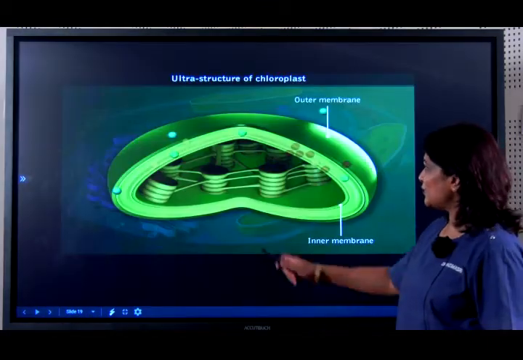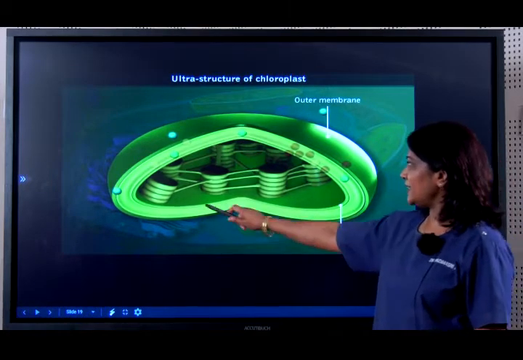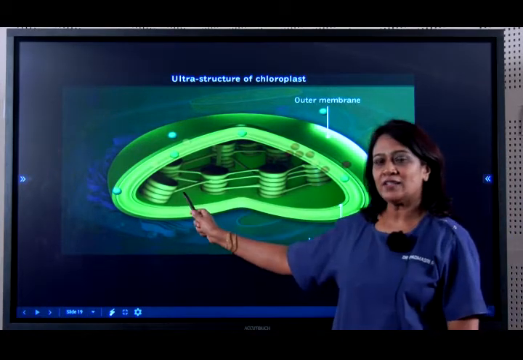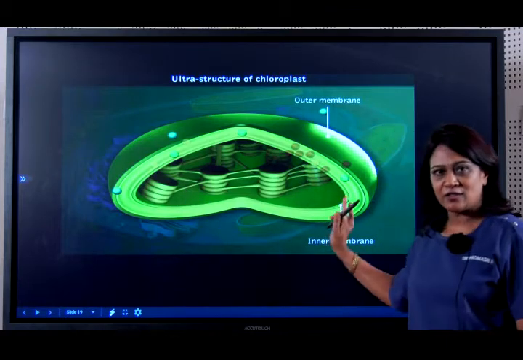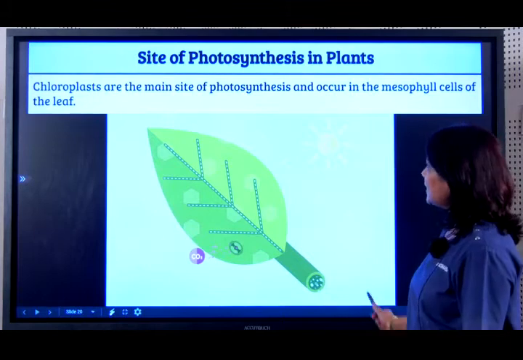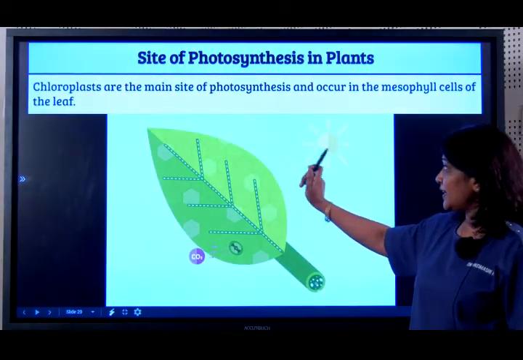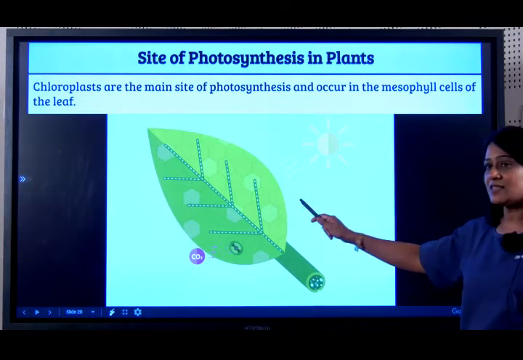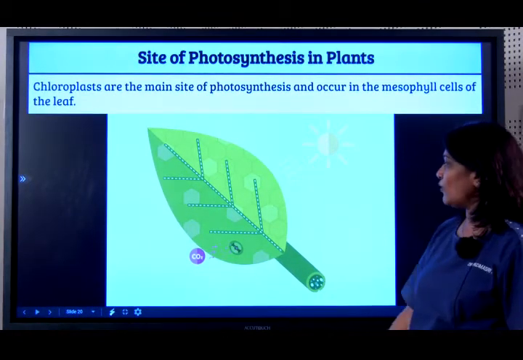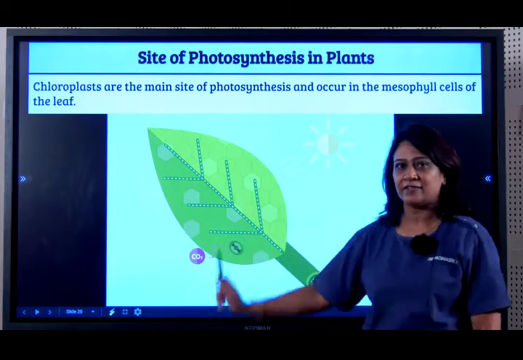So look at this beautiful picture. This is how a chloroplast looks, and it is in the form of a lens. This is what contains the chlorophyll. The site of photosynthesis in plants is the chloroplast, which you just saw, and that is the main site, and it occurs in the mesophyll cell of the leaf. So this is where you see this lens-shaped cell here.